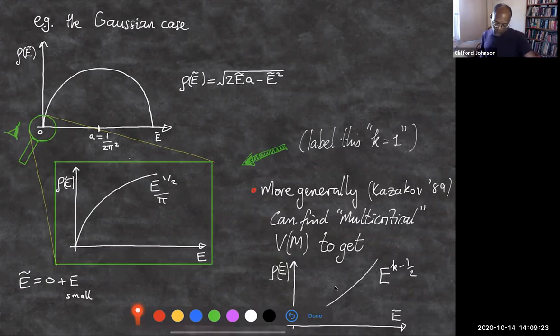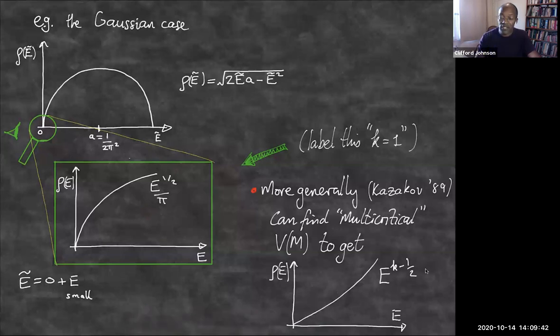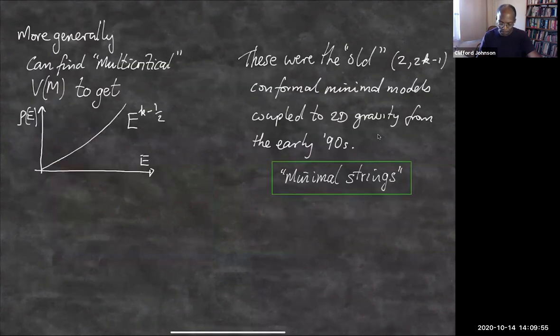What I'm going to allude to and briefly talk about later on is the fact that this is just one of a family of such models you can get. More careful tuning by using more complicated potentials and then double scaling will give you models that have E to a different power, and E to the k minus a half will be the characteristic signature of those models. And essentially what we've been working with is k equals one, which is often called the Airy model, for reasons that I'll hopefully get into later on.